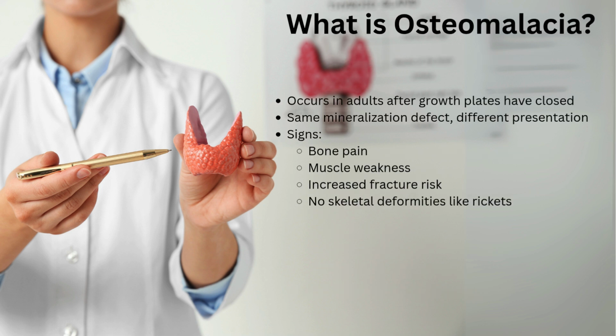Osteomalacia is the term used for the same mineralization defect occurring in adults after the growth plates have closed. So you get the poor bone structure, the unmineralized osteoid leading to bone pain, muscle weakness, and increased fracture risk, but typically without those gross skeletal deformities seen in rickets because the bones aren't actively growing in length anymore. Same cause, different presentation based on age.